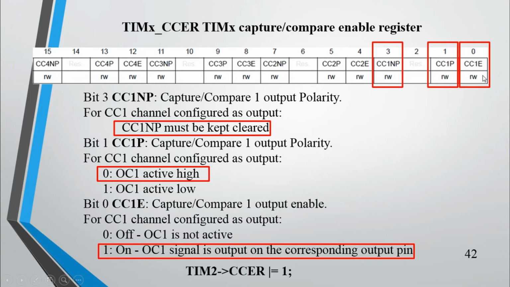Similarly, if you configure capture mode, the functionality will vary. So in my case, I need to write the last bit as 1. That means you are enabling capture compare channel 1, and these 2 bits I am making 0 in order to initialize the channel as active high. This is the capture compare enable register.